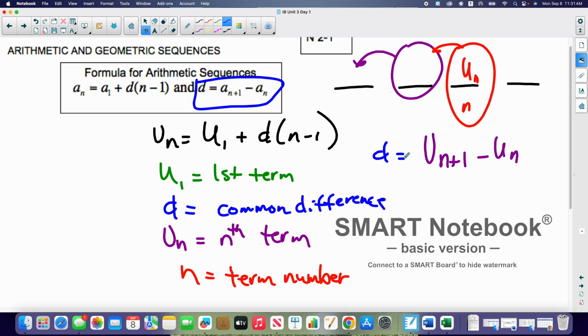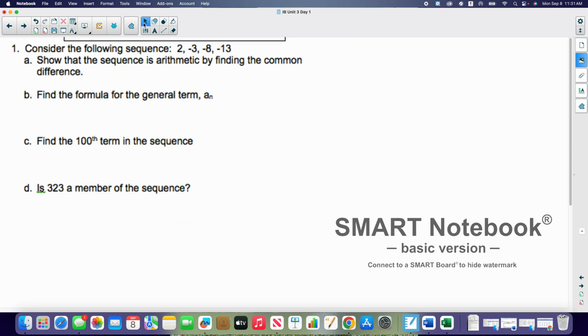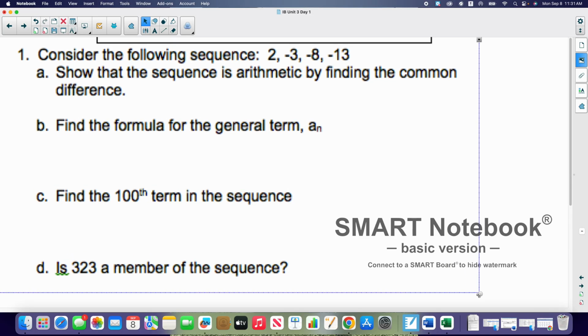Okay? We'll have some practice on that on the next one here. Everybody okay so far? I know some of you are going, where are the numbers? You're ready for the numbers. All right. Here we go. Let's take a look. Give you a chance to copy this sequence down. So the sequence I have is 2, -3, -8, -13.